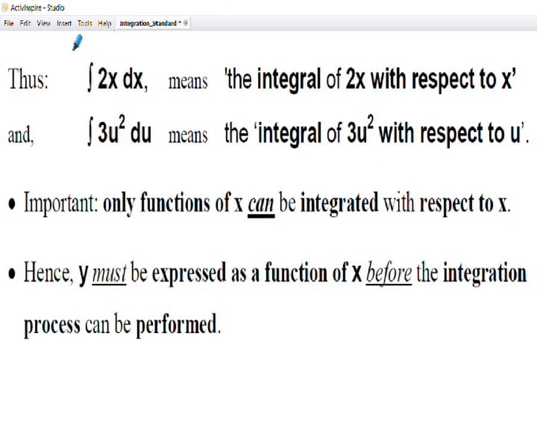So for example, we can integrate 2x with respect to x, that is a coherent calculation. We could integrate 3u squared with respect to u, again that's a coherent calculation. So only functions of x can be integrated with respect to x, or a function of u integrated with respect to u.